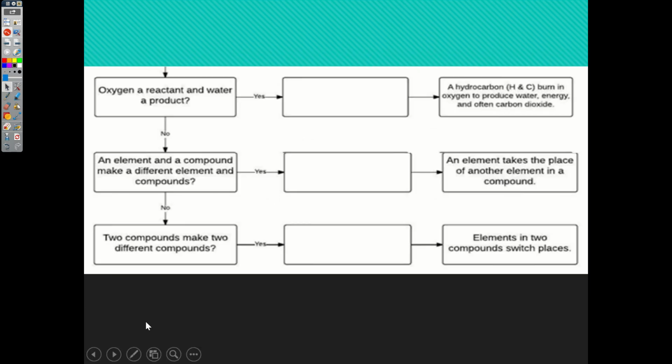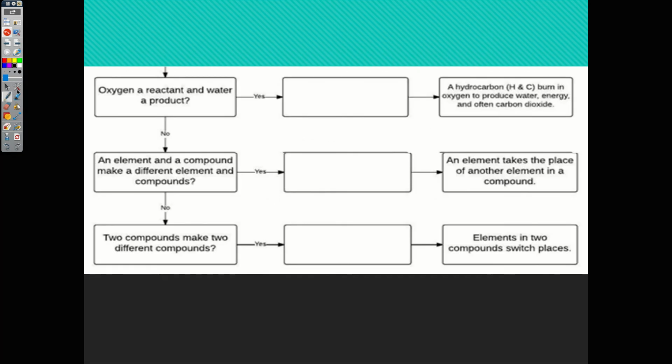All right, let's fill in the rest. So if your answer is still no, you still haven't found out what it is. Is oxygen a reactant and water a product? If the answer is yes, that's a hydrocarbon burning in oxygen to produce water and often carbon dioxide. That is our combustion.